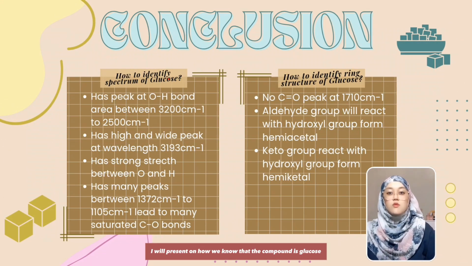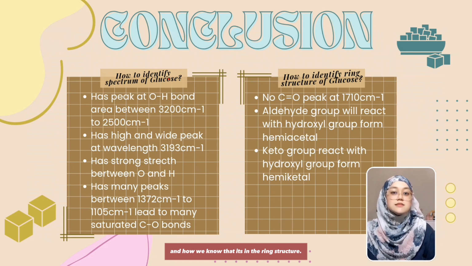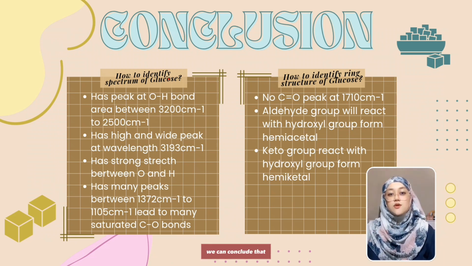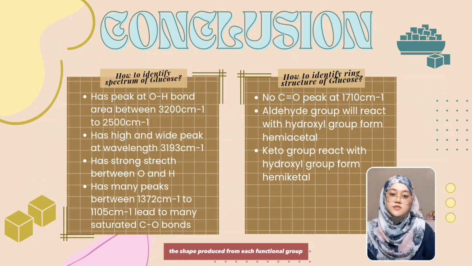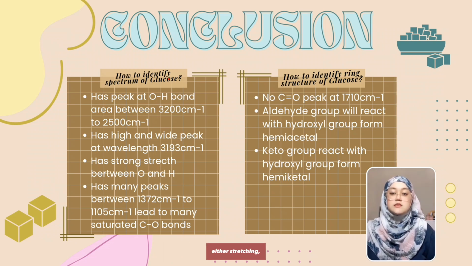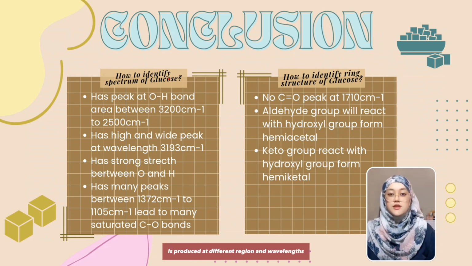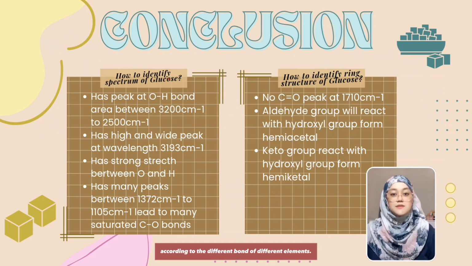Hello, I'm Hasya. I will present on how we know the compound is glucose and how we know that it is in the ring structure. After we finish interpreting the compound, we can conclude that the shape produced from each functional group in the compound is different, where the bonds vibrate by stretching, bending and wobbling, and are produced at different wavelengths according to the different bonds of different elements.